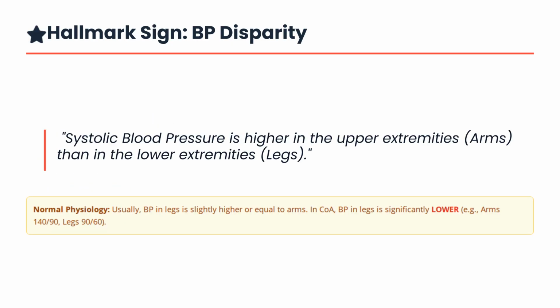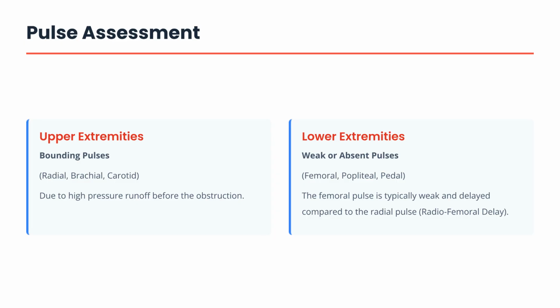The hallmark sign of coarctation of the aorta is blood pressure disparity. The systolic blood pressure is significantly higher in the upper extremities, or arms, than in the lower extremities, or legs. Pulse assessment reveals bounding pulses in the upper extremities. Conversely, the lower extremities, such as the femoral, popliteal, and pedal sites, will have weak or absent pulses. This results in a radiofemoral delay, where the femoral pulse is delayed compared to the radial pulse.